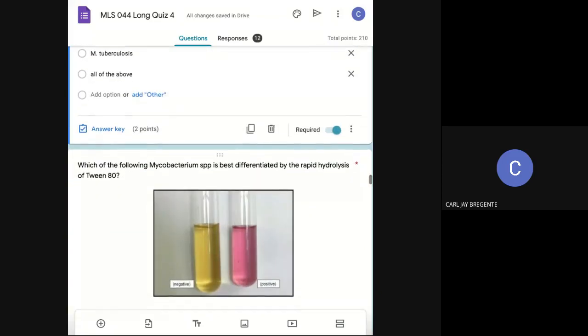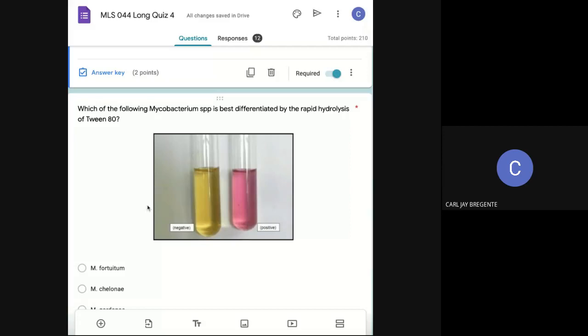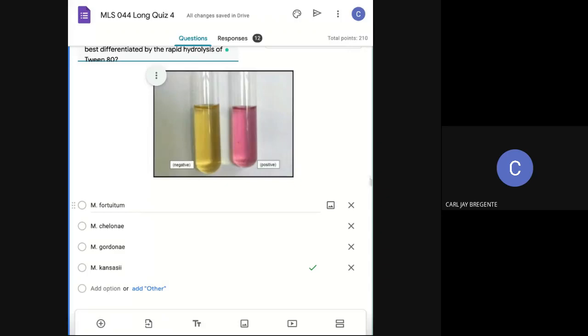Which of the following Mycobacterium species is differentiated by a rapid hydrolysis of Tween 80? So, the answer is M. kansasii. The hydrolysis of Tween 80 is usually positive when testing clinically insignificant Mycobacterium species. M. kansasii hydrolyzes Tween 80 rapidly, more than the other Mycobacterium species. A positive reaction usually changes in color from yellow to pink.